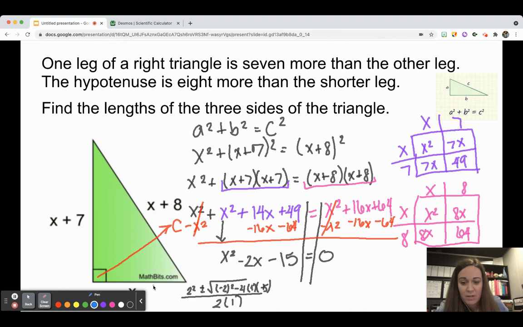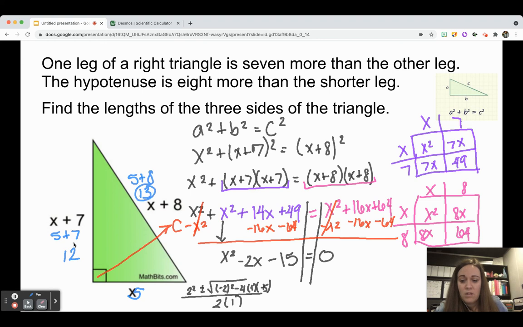Okay, so 5 is my shortest side down here. Okay, this side length would be 5 plus 7. Okay, and then we have 5 plus 8. So 13, 12, and 5 are your 3 side lengths.